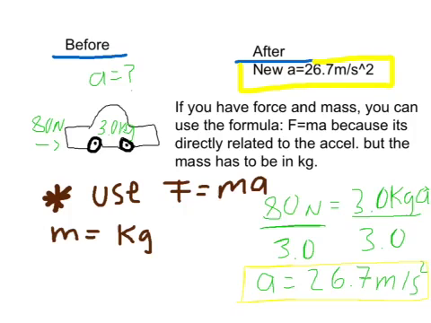So we put F equals ma. We plug in 80 for F, and we plug in 3.0 for m, and then we have a, which is the unknown. We divide by 3.0 to get acceleration by itself, and acceleration ends up equaling 26.7 meters per second squared, and we have to put meters per second squared in the answer.